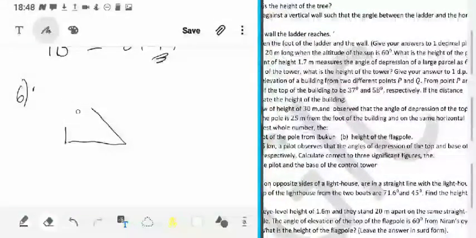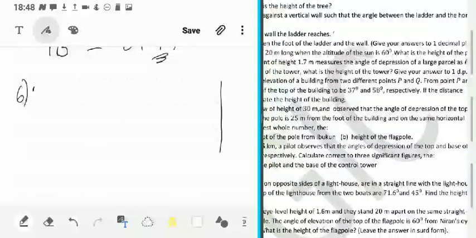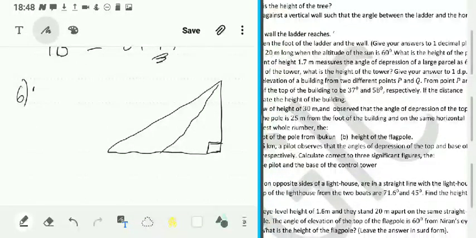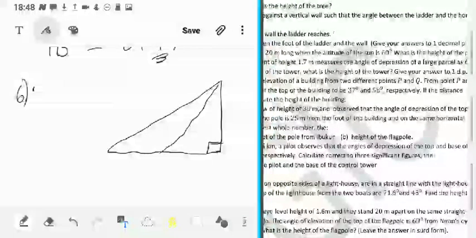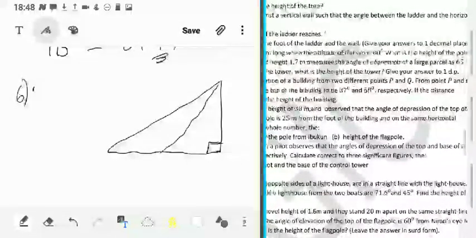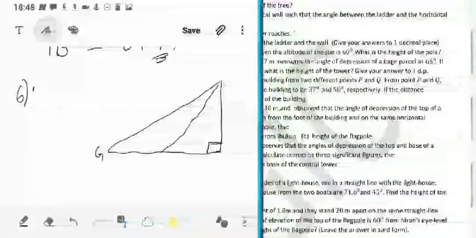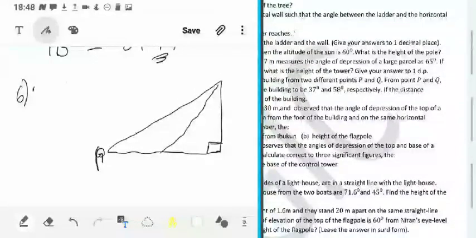Bellabo measures the angle of elevation of a building from two different points, P and Q. Let me draw my triangle this way. Let me have some space. But you can draw it any way you want to draw it; we're going to arrive at the same thing. So let's say this is where Bellabo started from. This is point P. This is the second point, Q.